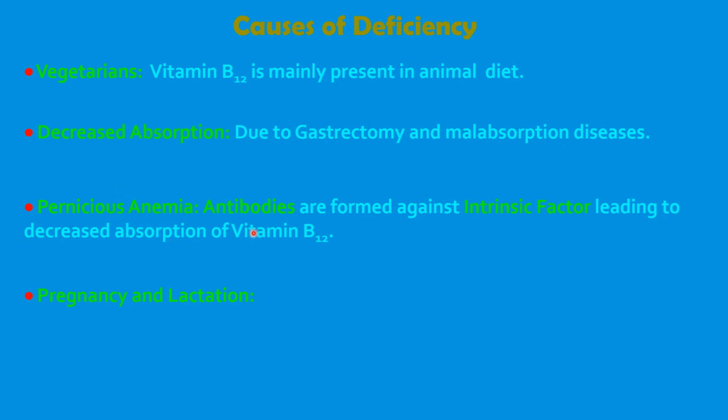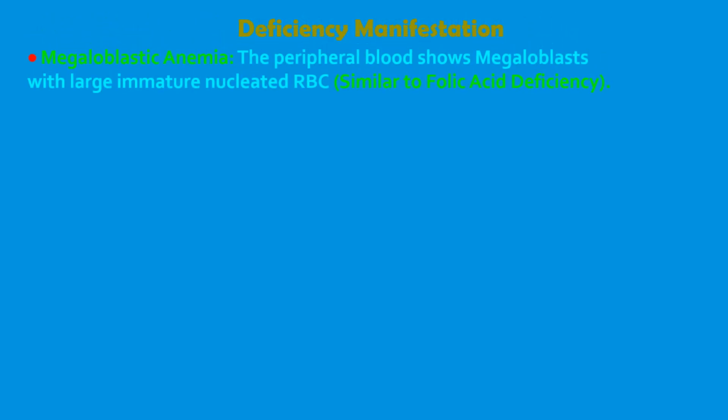In pernicious anemia, we have antibodies that are formed against the intrinsic factor. So this is an autoimmune disease. So antibodies destroy any intrinsic factor that is produced, and because it is destroyed, it cannot bind vitamin B12 and facilitate its absorption. So this is what we call pernicious anemia. Again, in pregnancy and lactation, there's increased demand, and also in alcoholics, the liver is not able to store some B12.